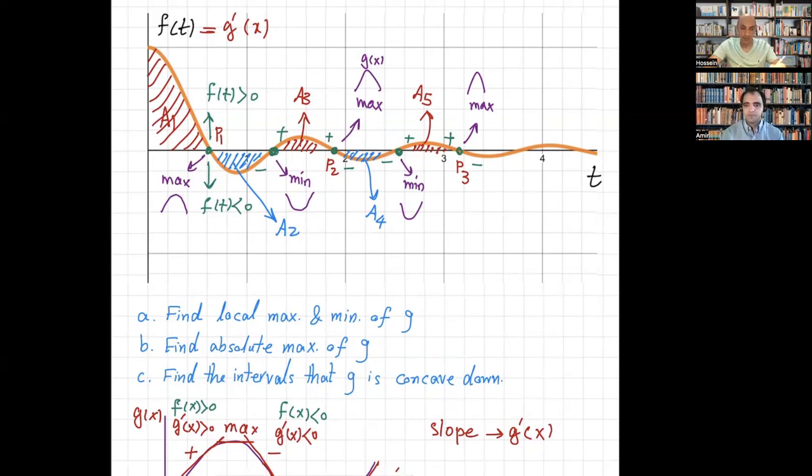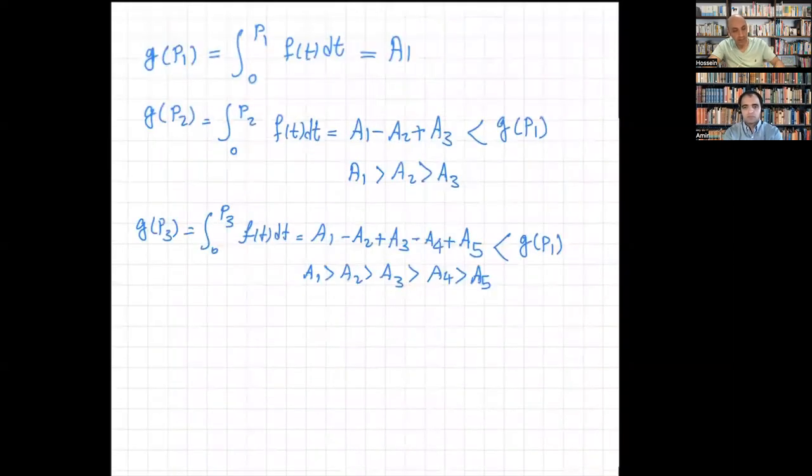Thank you, Hussein. So part C. Part C is asking for the intervals within which G is concave down. To find out if a function is concave down or concave up, you need to calculate the second derivative of that function. So let me write it down here.